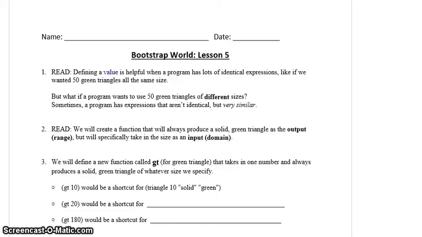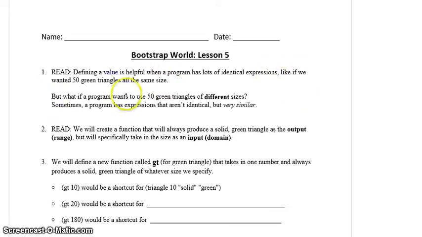In this video, we'll be taking a look at the Lesson 5 packet for Bootstrap World, in which you will be learning how to write a design recipe and what's involved in actually writing a design recipe. So, number one, defining a value is helpful when a program has lots of identical expressions, like if we wanted 50 green triangles all the same size.